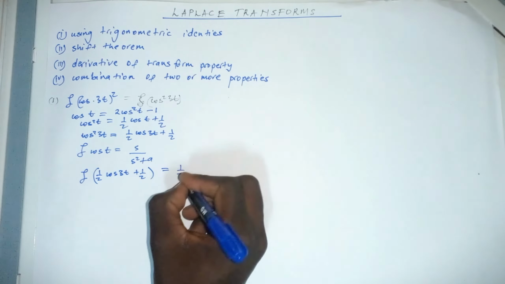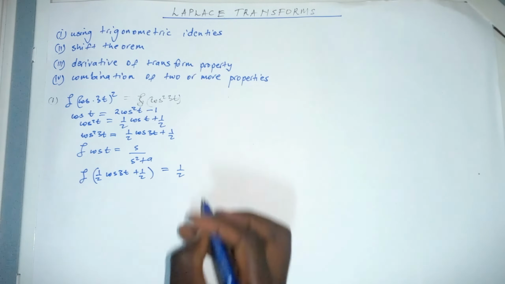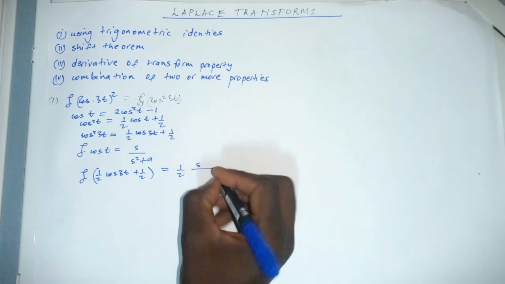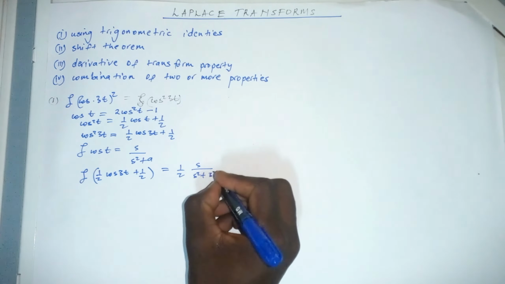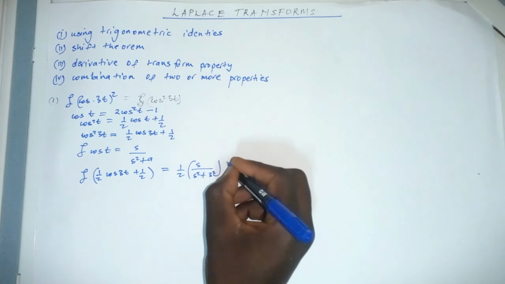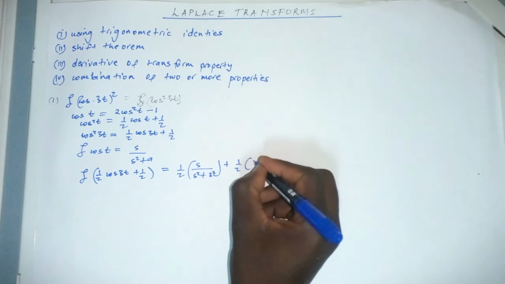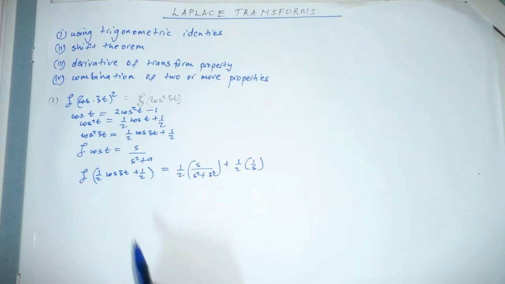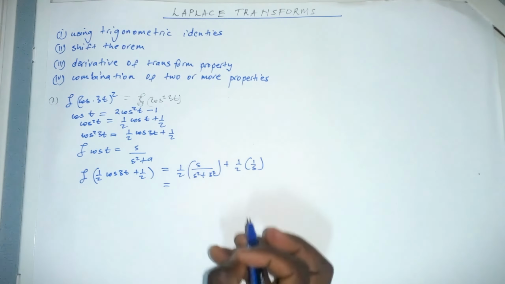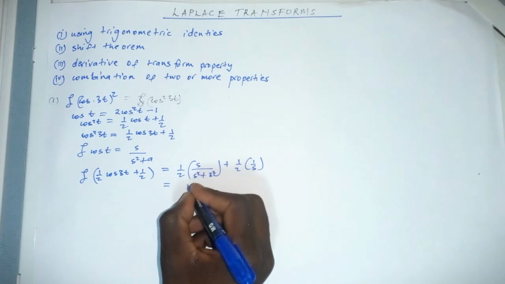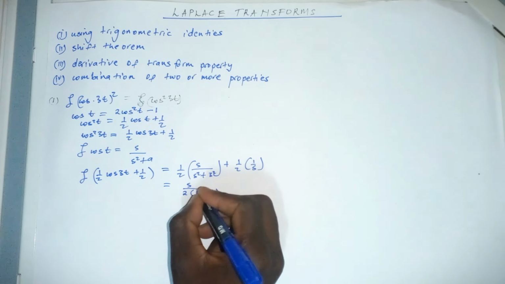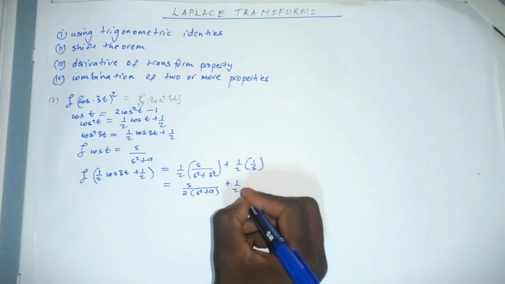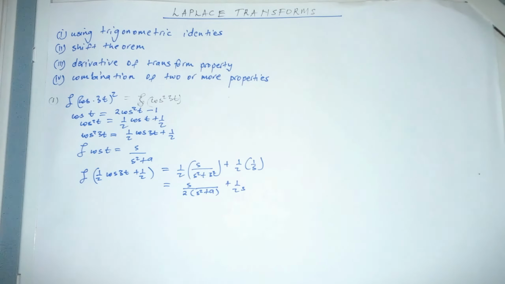What is going to be the answer? I'm going to say 1/2, which is a constant. I'm just going to write it like this. And for s, we're going to write s over s squared plus the coefficient of t squared, which is 6 squared, plus 1/2 times 1 over s, because the Laplace transform of 1 is 1 over s. Okay, and I think I'm going to simplify here. So this is equal to s over 2 times s squared plus 36, plus 1 over 2s. That is the answer.